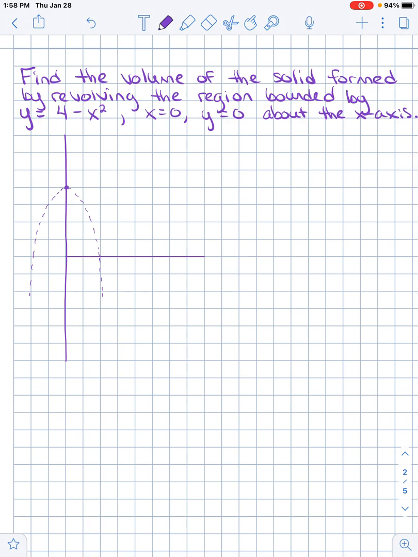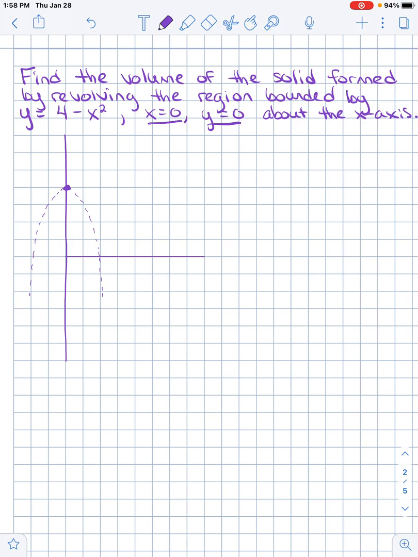So I've got a different function, or a different set of functions. Find the volume of the solid formed by revolving the region bounded by y equals 4 minus x squared, x equals 0, y equals 0. And this one will be rotated about the x-axis. So let's make sure we understand. 4 minus x squared is a parabola, has a y-intercept of 4. Negative x squared means we're opening downward.